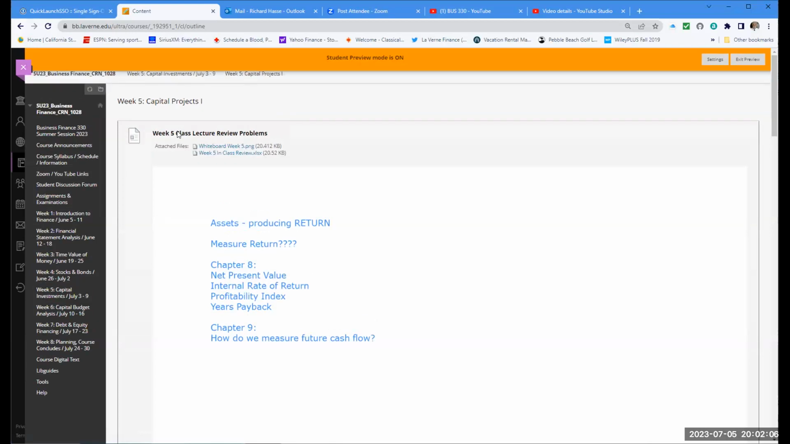This week, we talk about chapters 8 and 9. Next week, we'll talk about chapters 10 through 12. This week, we're talking about investment return. What is net present value, internal rate of return, profitability index, and years payback? How do we determine the cash flow that's generated off an asset that we invest in? That's the subject of our work this week. And here is the week 5 in-class review spreadsheet, which I'll be showing you in just a minute. That will be your template for this study, and I will post the solutions to this at the end of the week. So let's take a look at our problem in chapter 8 for this week.